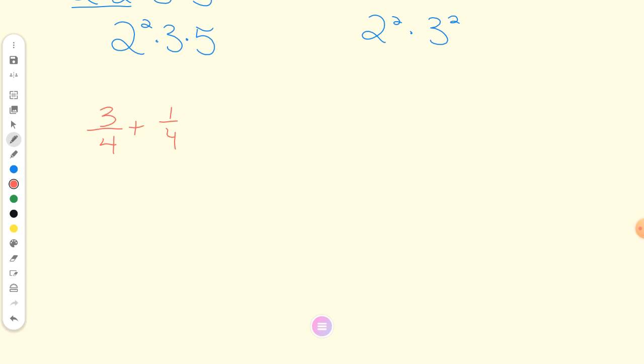You have to have a common denominator. And I gave you one that already had a common denominator. So yeah, you just had to add the top. What's 3 plus 1? 4. And the denominator stays the same. Now, if you had that, I gave it to you.